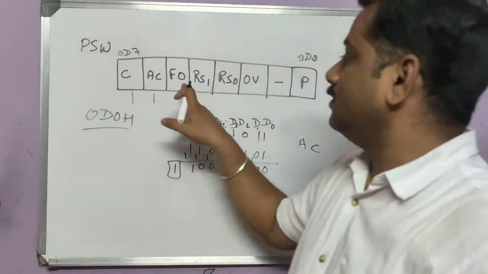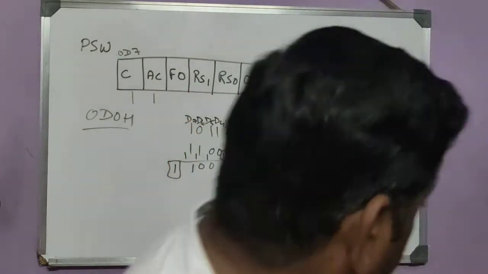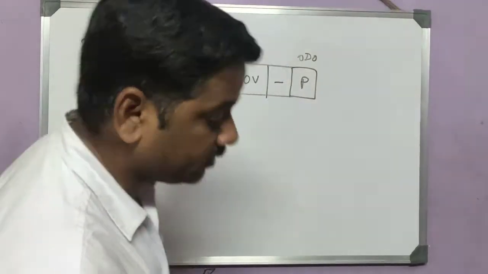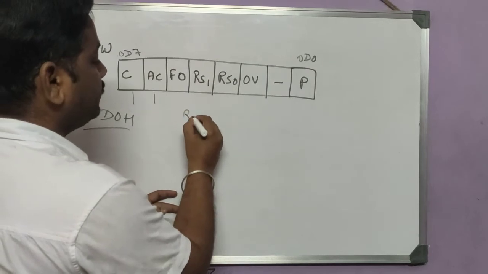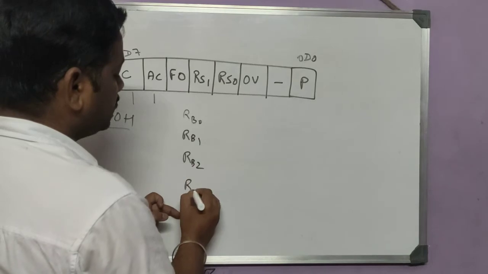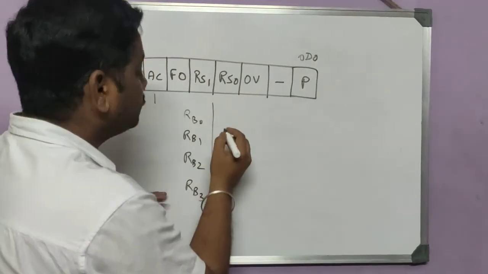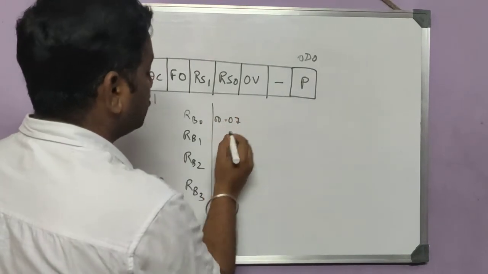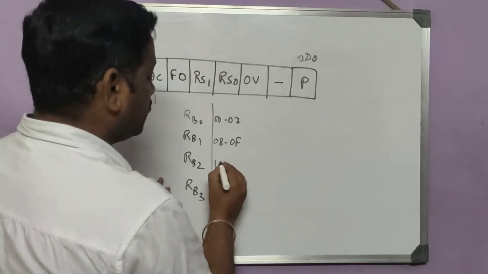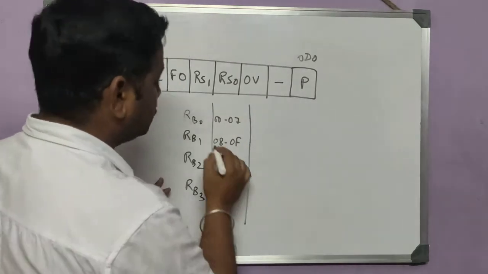Okay. Now this is user defined, and RS1, RS0 are the register bits used to select the register bank. See, in the microcontroller we have 4 register banks: register bank 0, register bank 1, register bank 2, and register bank 3. The location of register bank 0 is 00 to 07, then 08 to 0F, next 10 to 17, and 18 to 1F. These are the addresses of those register banks.